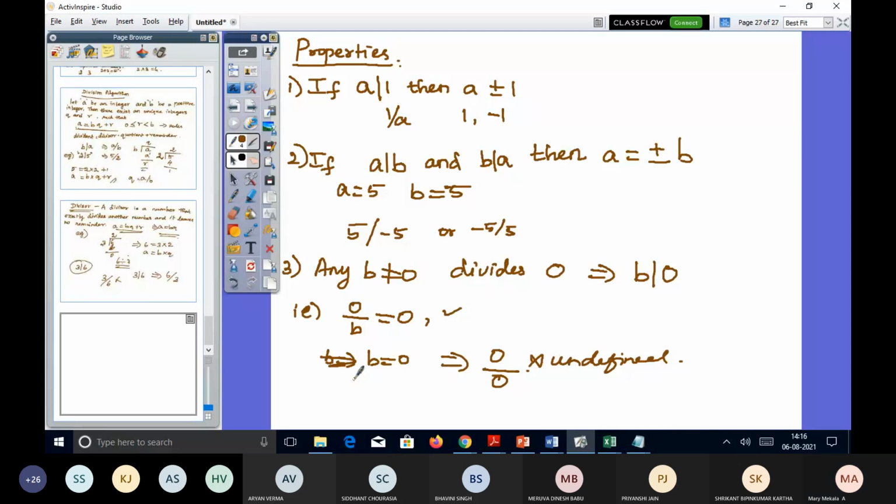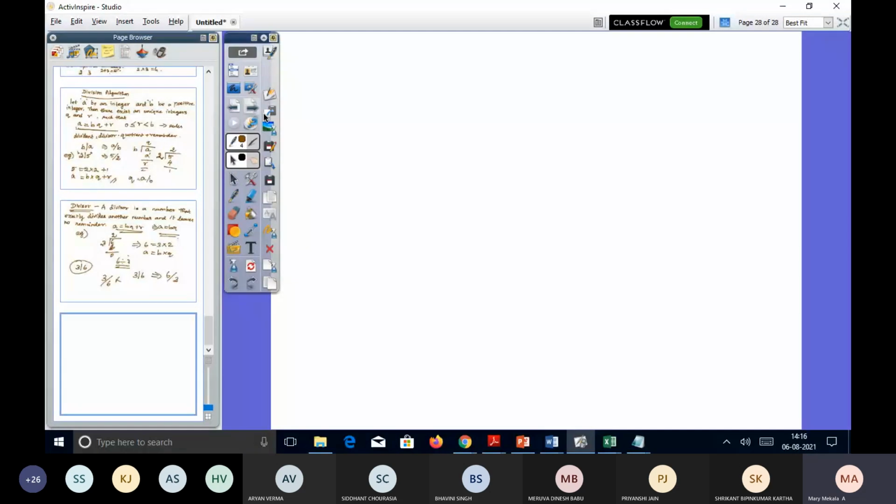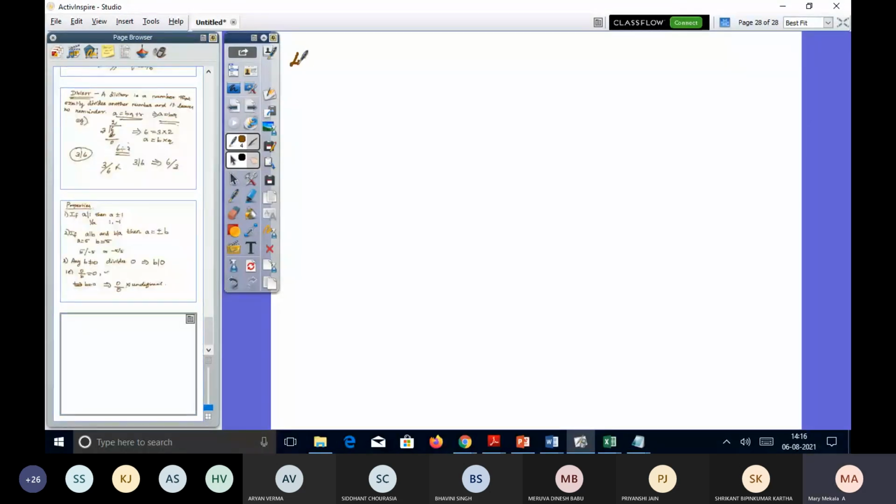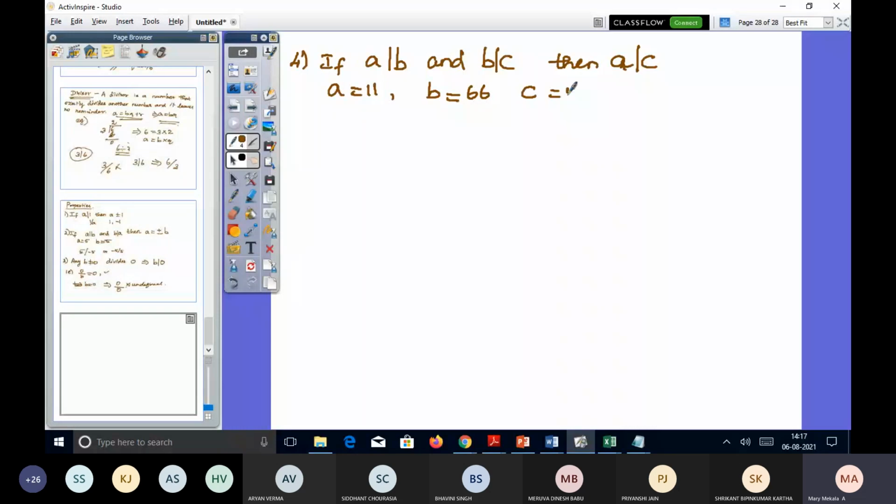And the next property, that is the fourth property: if A divides B and B divides C, then A divides C, isn't it? So this is another property. What we are going to do is give some values for all these things. Let us take the value of A as 11, value of B as 66, and value of C as 198. Now you can do the calculations for this.